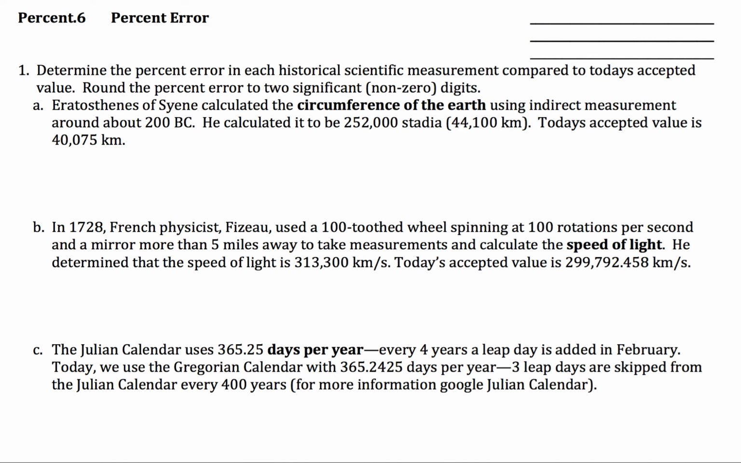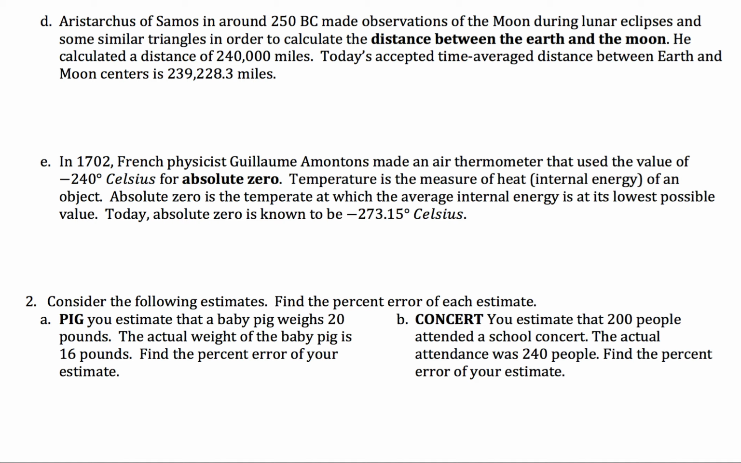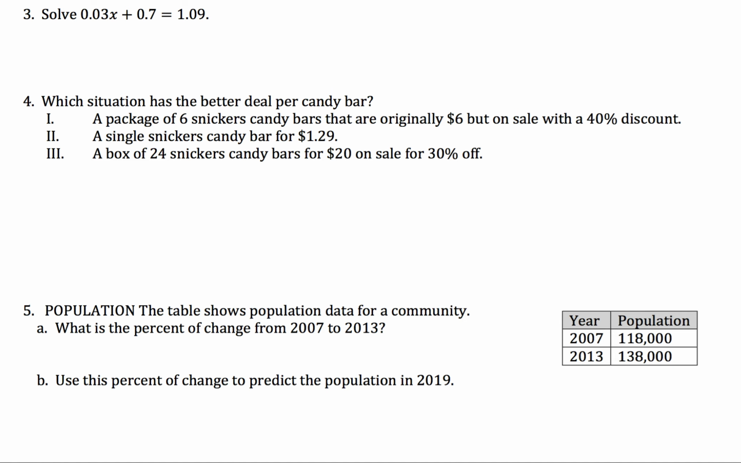Okay, on the assignment, number 1, you're going to find the percent error in historical scientific measurements compared to today's accepted values. Number 2, you're just finding some errors in some estimates. Someone estimated the weight of a pig. Someone estimated the number of people at a concert. Number 3 is a review on solving. Number 4 is a review of unit price, but there's also tax and discount involved, so that you can calculate discounted prices. I'm trying to find the best deal on the candy bar, per candy bar.